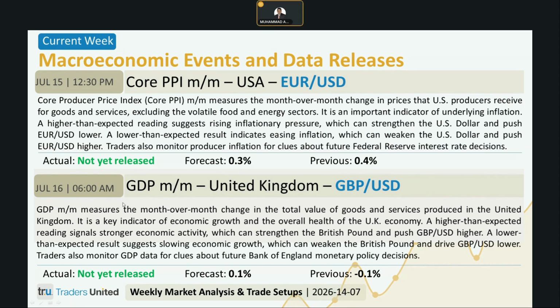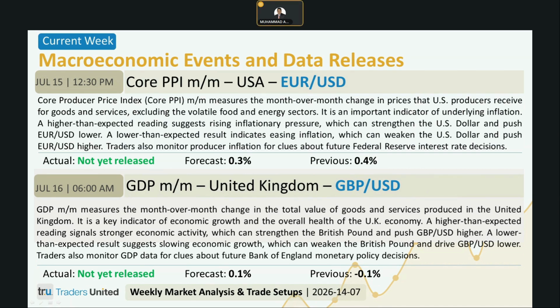The next important upcoming news announcement related to currencies is the GDP MOM. MOM means month over month in United Kingdom, and we're going to focus on the GBP USD currency pair. The GDP month over month measures the month over month change in the total value of goods and services produced in the United Kingdom.